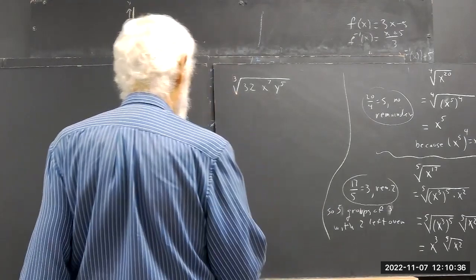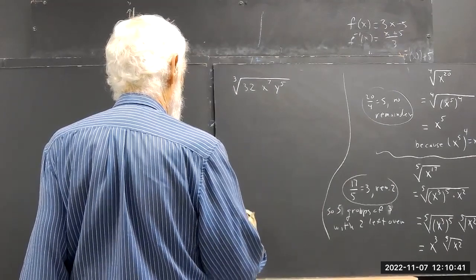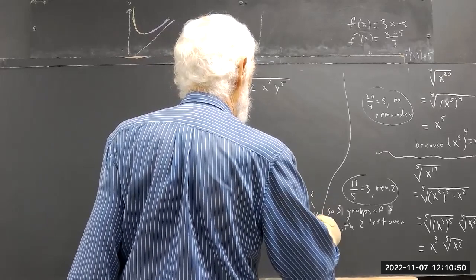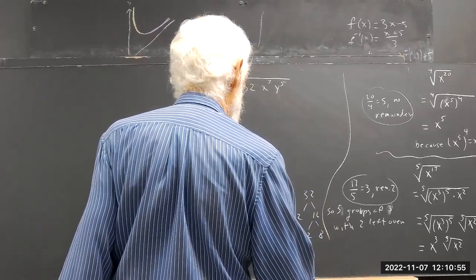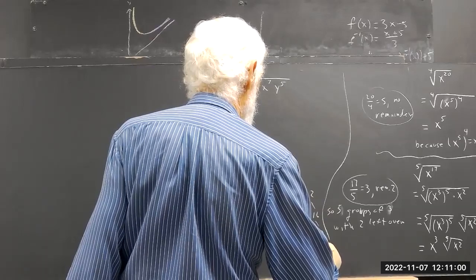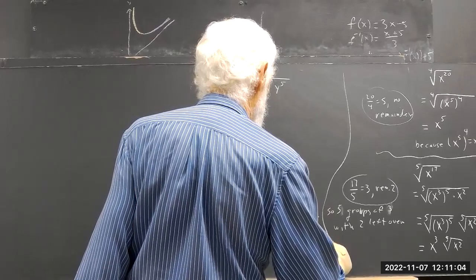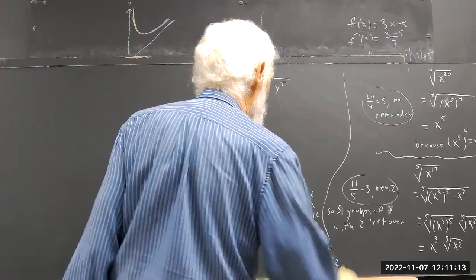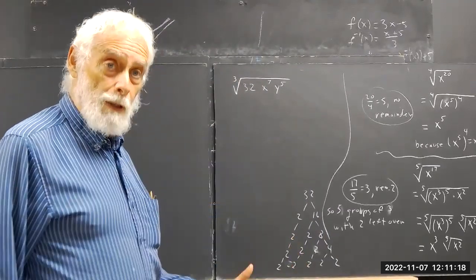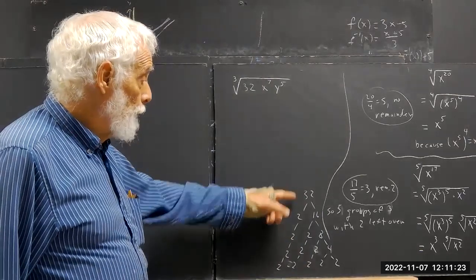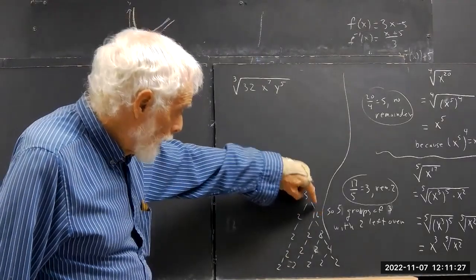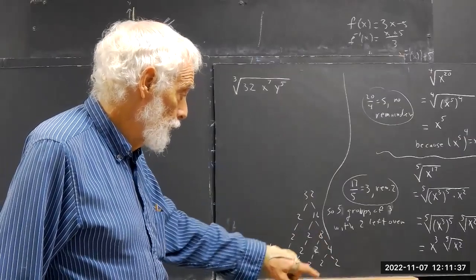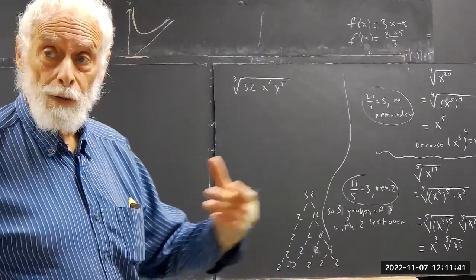So what I can do is I'm going to write it here. 32 is 2 times 16. Divide 16 by 2, that's 2 times 8. So when I break it down, everybody understand what I'm doing? I divide 32 by 2 and I get 16. So 32 is 2 times 16. And then 16 divided by 2 is 8. So 16 is 2 times 8. 8 divided by 2 is 4. So I have 2 times 4. 4 divided by 2 is 2 times 2. Okay? I kept dividing by the smallest possible number.